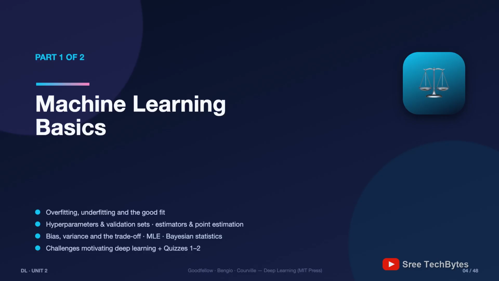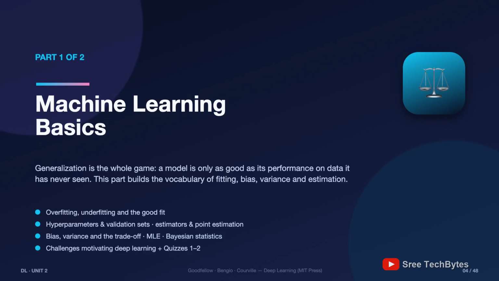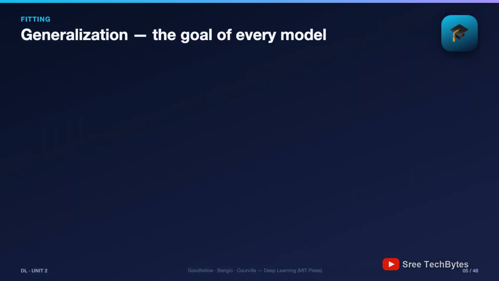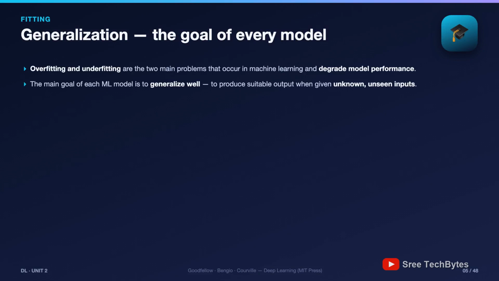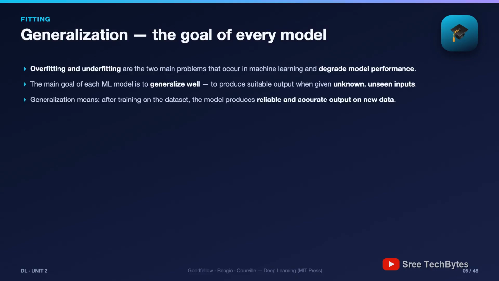is about. We'll cover fitting, bias and variance, estimation, and finish with why all of this pushed the world toward deep learning. So generalization? What every machine learning model is actually trying to achieve. Overfitting and underfitting are the two main problems that degrade model performance. And both are defined against one goal: the model must produce reliable, accurate output on unknown, unseen inputs. That ability is generalization.